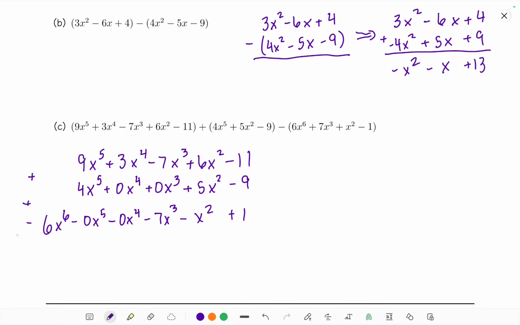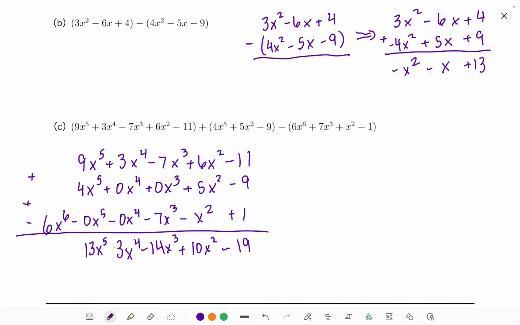Now that we're adding everything, we go through and add. Negative 11 plus negative 9 is negative 20, plus 1 is negative 19. 6x squared plus 5x squared plus negative x squared is 10x squared. Negative 7x cubed plus 0x cubed minus 7x cubed is negative 14x cubed. 3x to the 4th plus 0x to the 4th plus negative 0x to the 4th is 3x to the 4th. 9x to the 5th plus 4x to the 5th is 13x to the 5th.